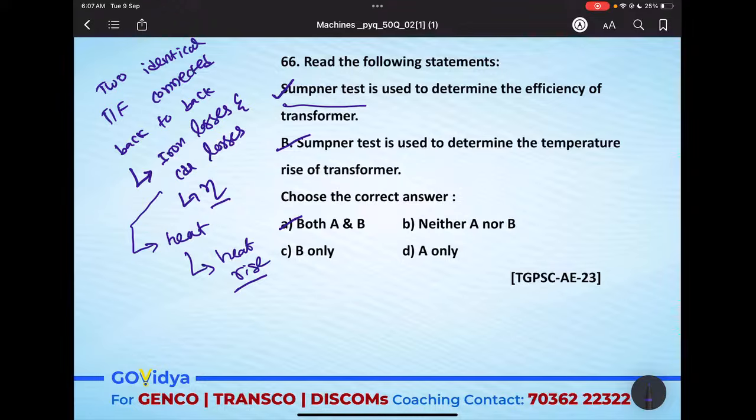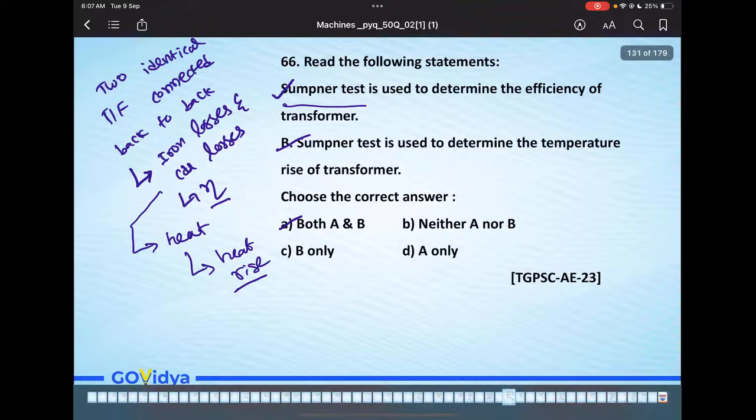It is a very simple question. If you know the concept of Sumpner test, then you can solve the question easily. Let's move on to the next question.